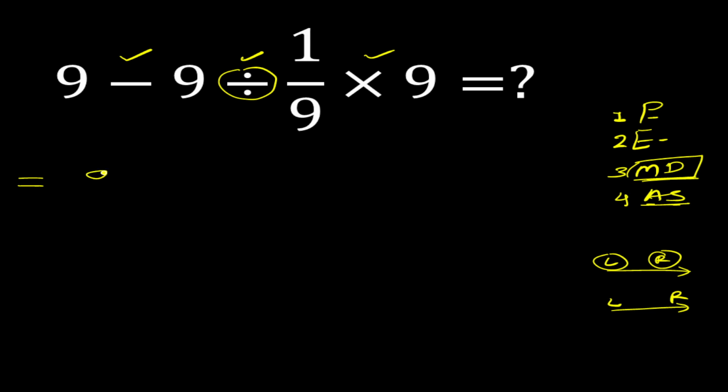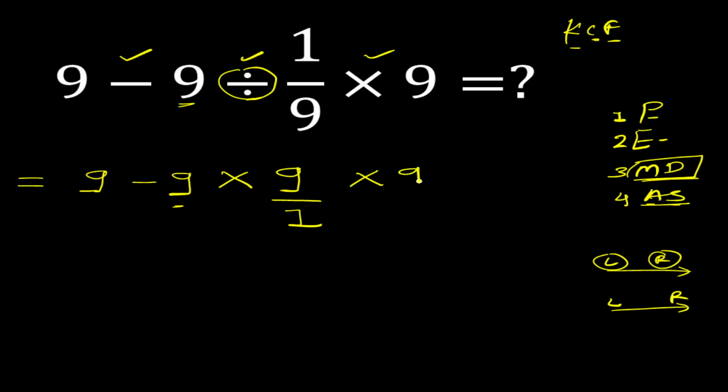So now 9 minus 9. Now according to the KCF rule, K means keep this 9 as it is, C means change this sign from division to multiplication, and F means flip this second fraction. 1 upon 9 is equal to 9 upon 1, multiply 9, right? So now 9 upon 1 is equal to 9, so we can remove this one easily, right?